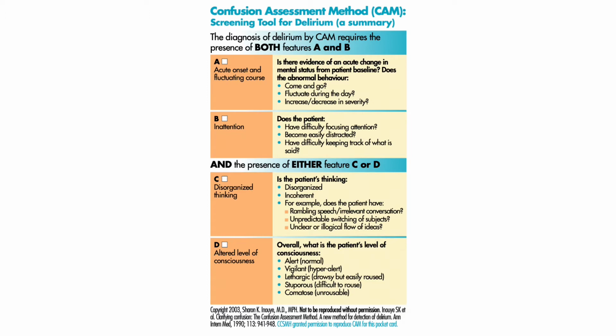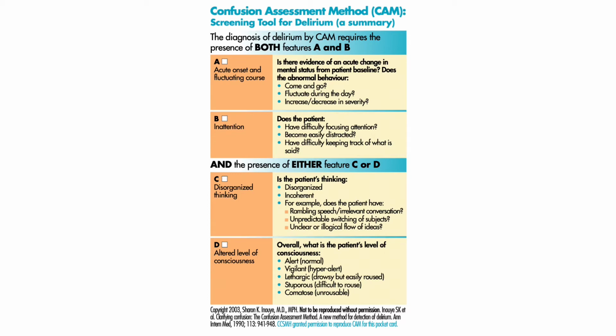This is a summary of the tool. The diagnosis of delirium by CAM requires the presence of both features A and B. A is acute onset and fluctuating course. Is there evidence of an acute change in mental status from patient baseline? Does the abnormal behavior come and go, fluctuate during the day, increase or decrease in severity? In B, which is inattention, questions to ponder: does the patient have difficulty focusing attention, become easily distracted, or have difficulty keeping track of what is said?